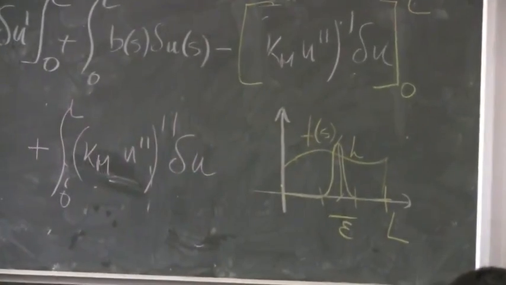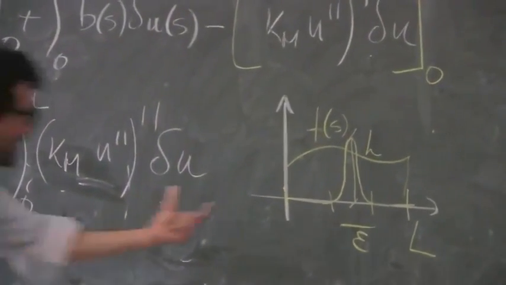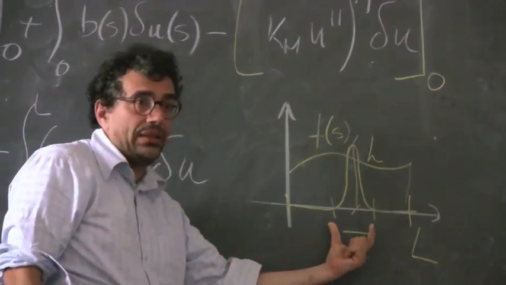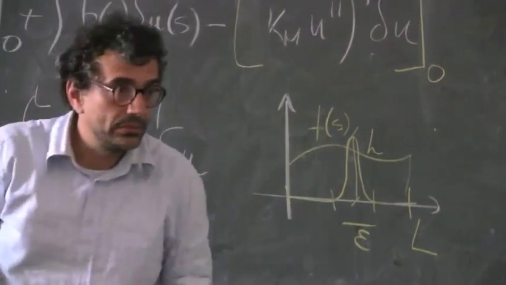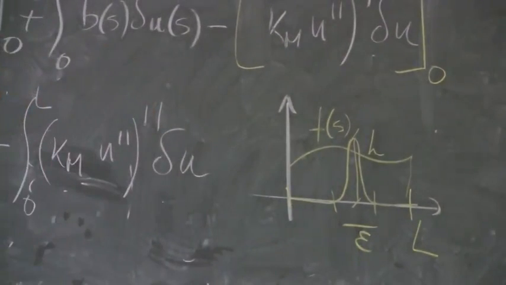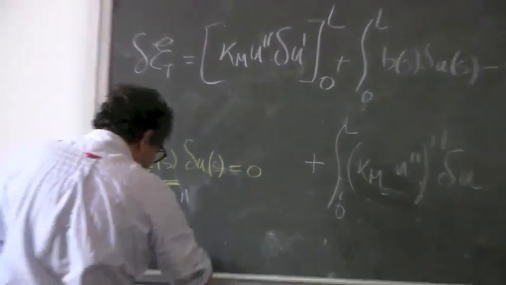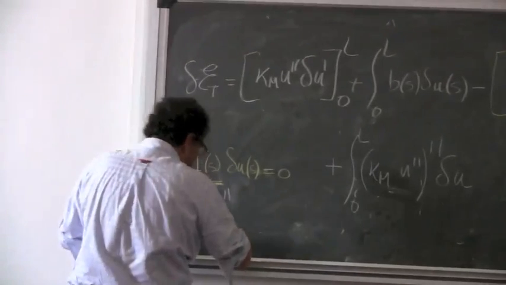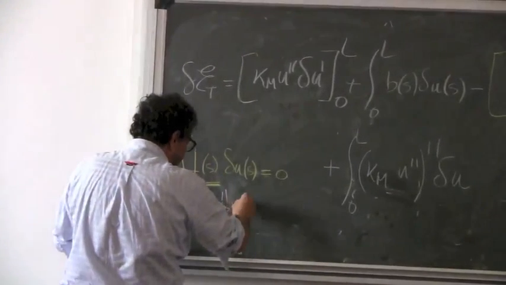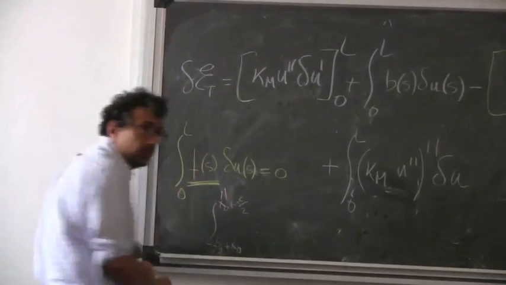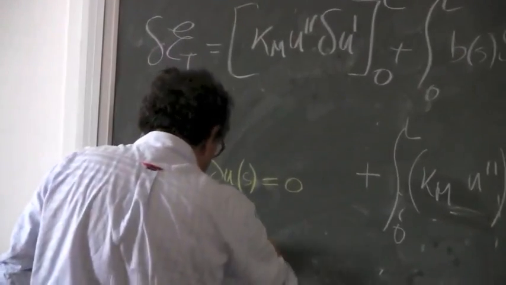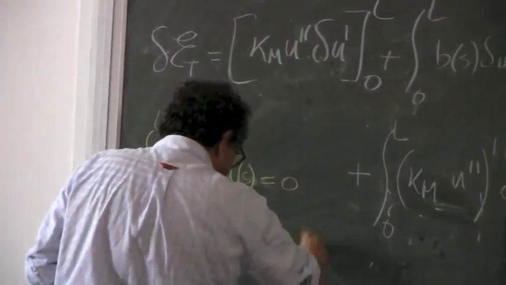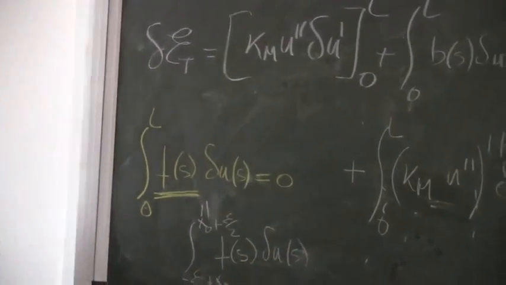Okay? So, outside the interval large epsilon, delta is 0. Okay? So, this is the integral between minus epsilon over 2 plus x0 and x0 plus epsilon over 2 of f s delta u s. Okay?